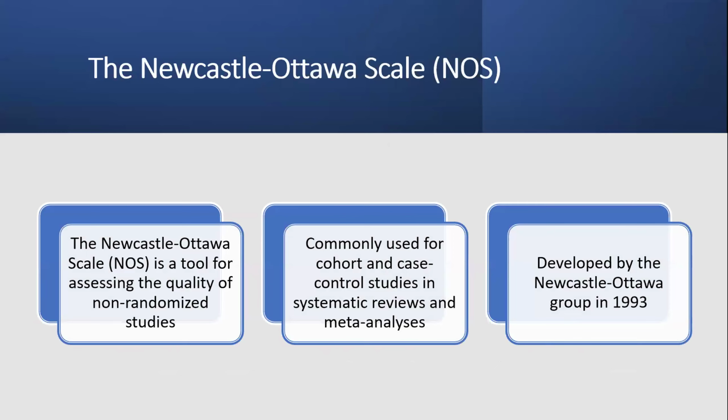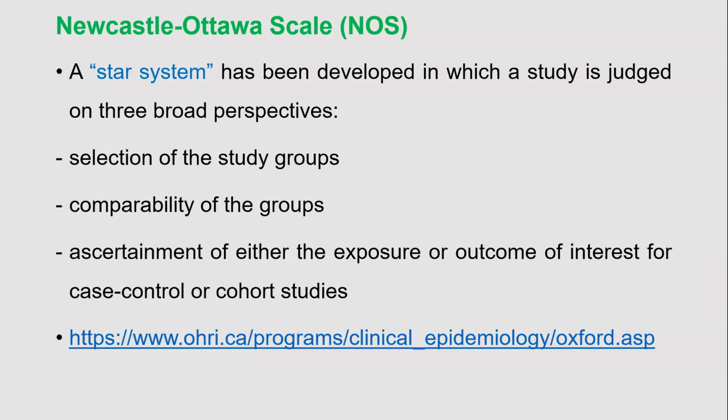Next we will see the Newcastle Ottawa scale. This is mainly, as I told, for non-randomized studies. Mainly it is used for cross-sectional studies, and commonly for cohort and case control studies, and it was developed by the Newcastle Ottawa group in 1993. This tool has a different scoring where you will have the star system. You don't have a numeric score saying that based on these many items it is of good quality or low quality. Based on the star system you will decide whether the study is of good quality.